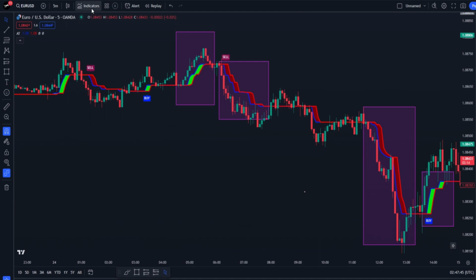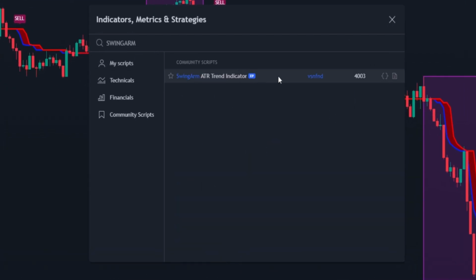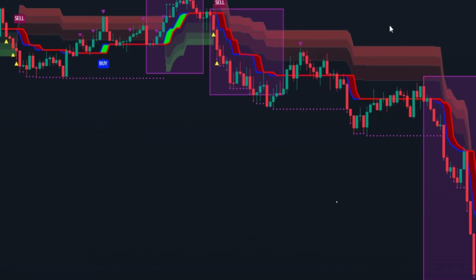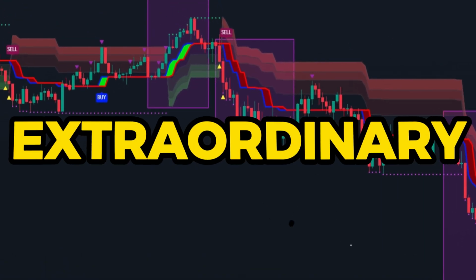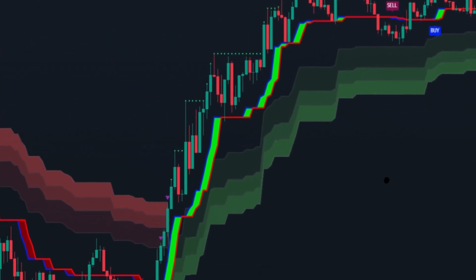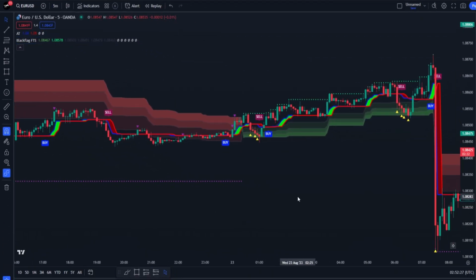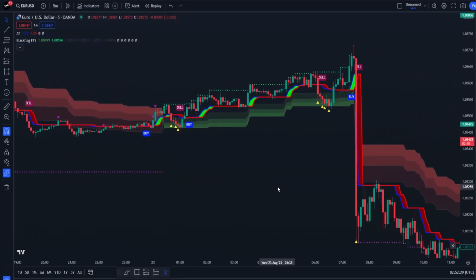Navigate to the Indicators section and locate the Swing Arm ATR Trend Indicator. Simply click on it and apply it to the chart. While this indicator might not immediately appear extraordinary, its true potential will astonish you once I unveil trade examples. However, before we proceed, let's fine-tune the indicator settings to enhance accuracy. This optimization is pivotal in steering us towards achieving optimal profits.